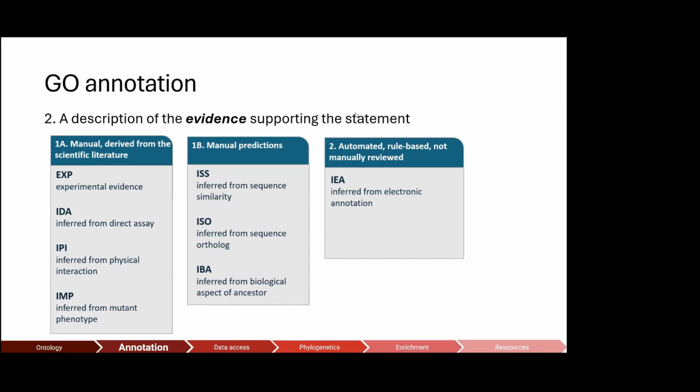And the third category is the automated rule-based, which is inferred from electronic annotation, IEA, and there is no human involved in this type of Go annotation. It's fully automated.